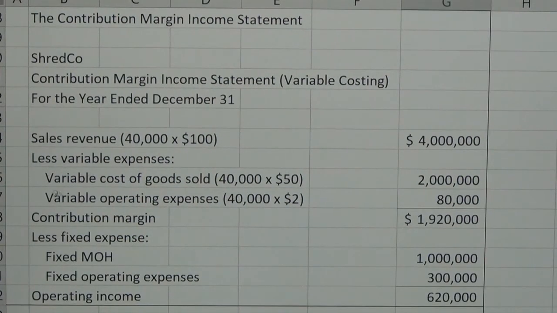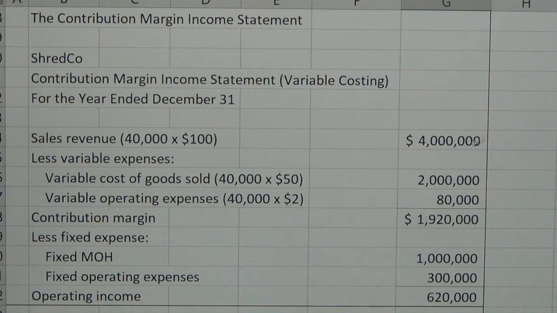Here's our contribution margin income statement. We're looking at the sales, what we talked about, $4 million, less variable expenses, which include variable cost of goods sold at $50. That's the $2 million extension. Variable operating expenses, 40,000 times $2. You should remember that that's what we had come up with before, so that's $80,000. And now, rather than gross profit, we're coming up with what's referred to as contribution margin.